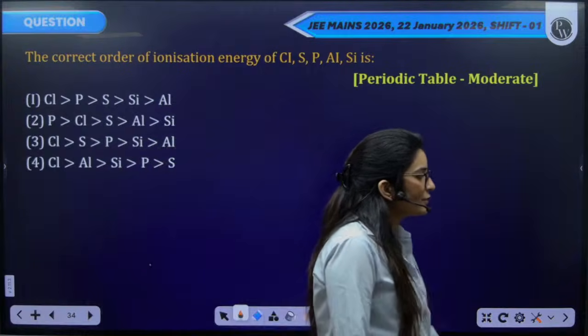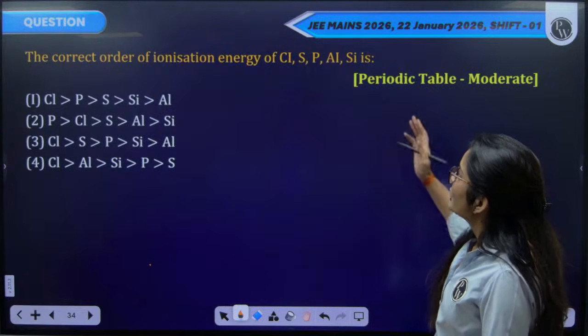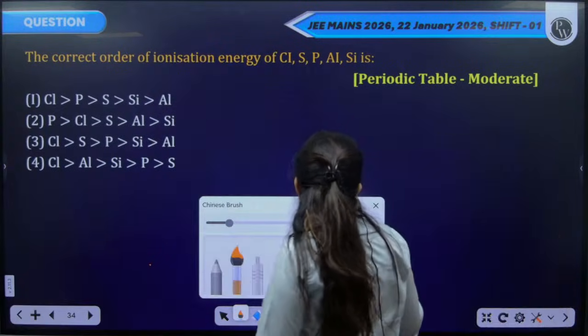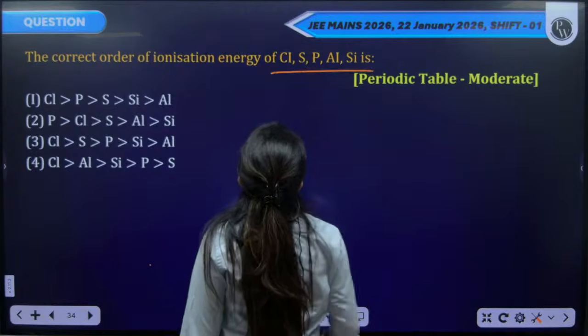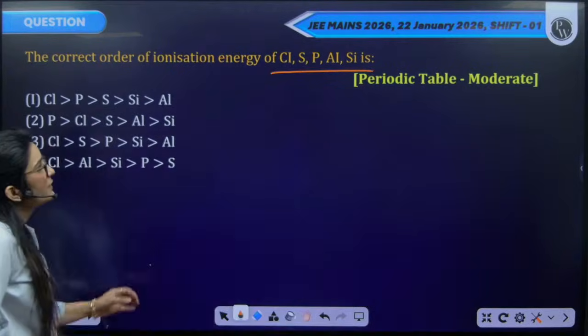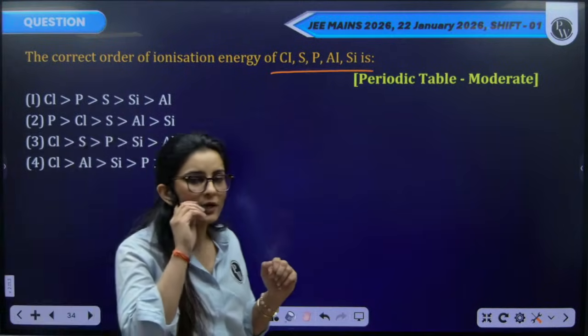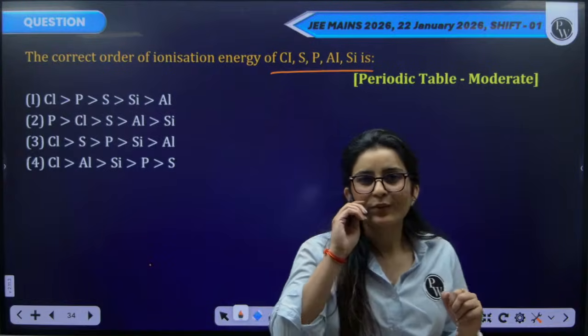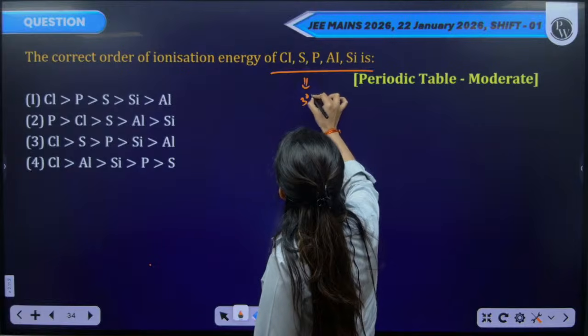It is asked in the question, you have to tell about the correct order of ionization energy of the mentioned elements. Okay, so you have chlorine, sulfur, phosphorus, then aluminium and silicon. You will find all of these belong to the third period. Right? They all are third period elements. Okay.